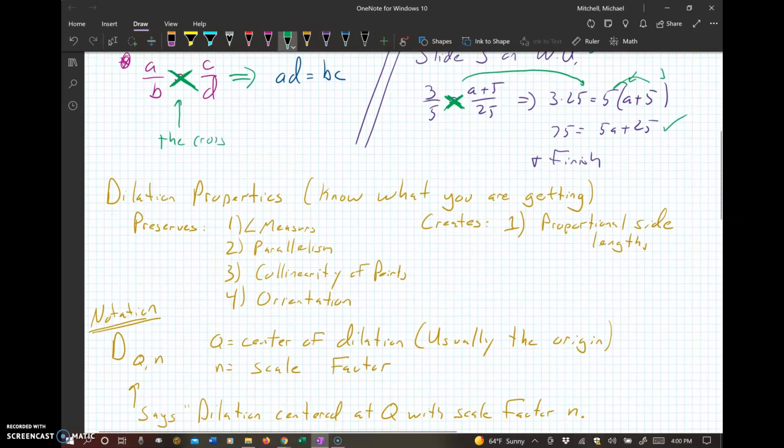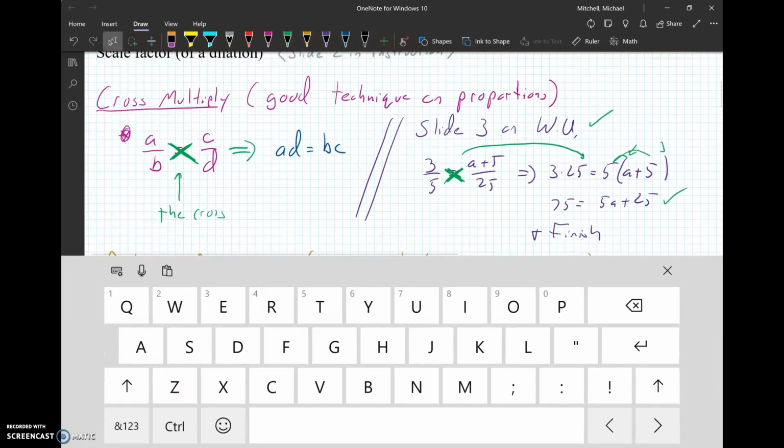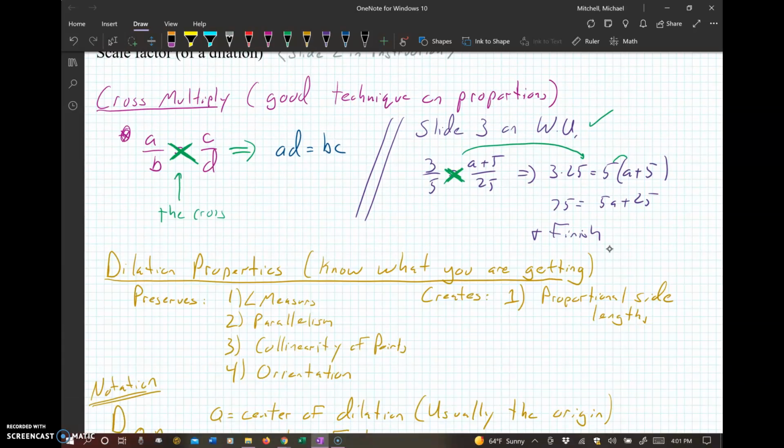So in the lesson, they start talking about dilation properties. This is what you need to know. You need to know what you are getting. Okay, I'm just going to erase some of this old stuff before I forget.